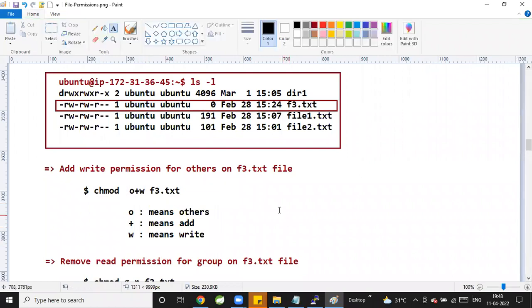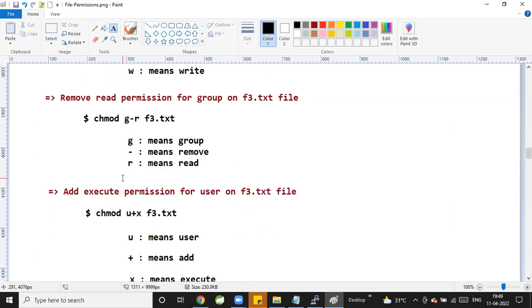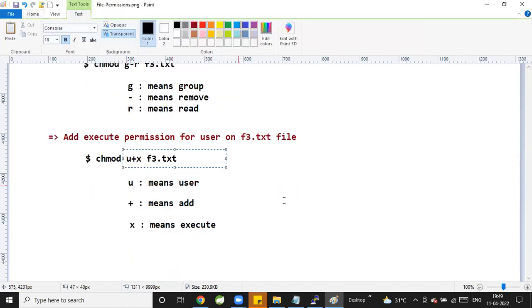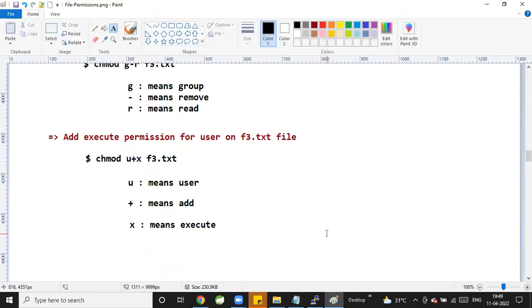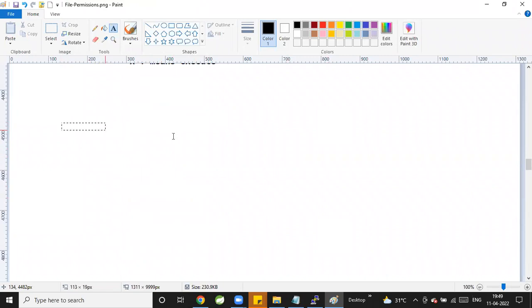Okay. Now remove read permission for the group, g minus r. What is the meaning of g minus r? Removing read permission for the group. u plus x. What is the meaning of u plus x, guys? Adding execute permission for the user.